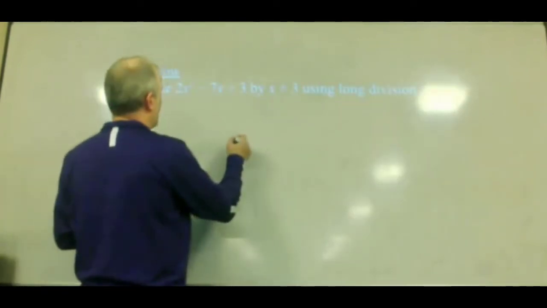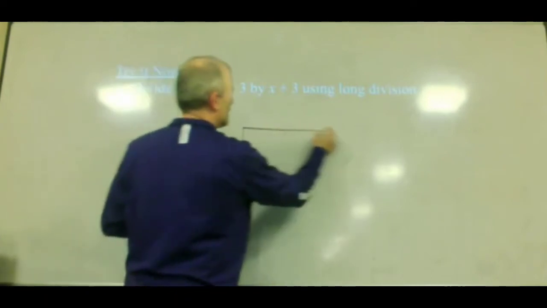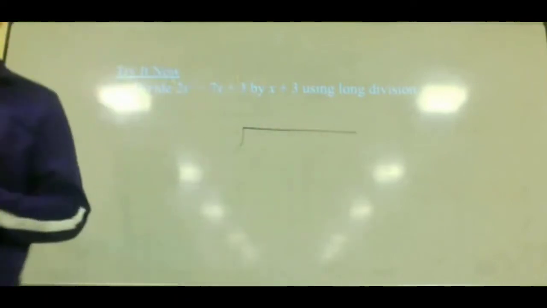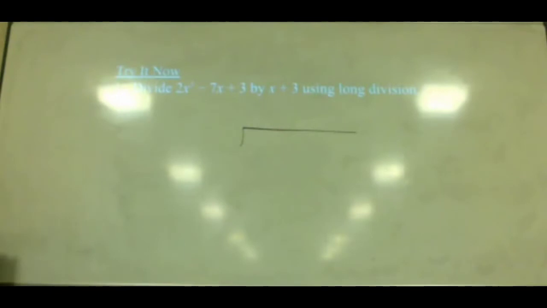So what goes inside of the division sign here? 2x cubed and 7x. Yeah, that.